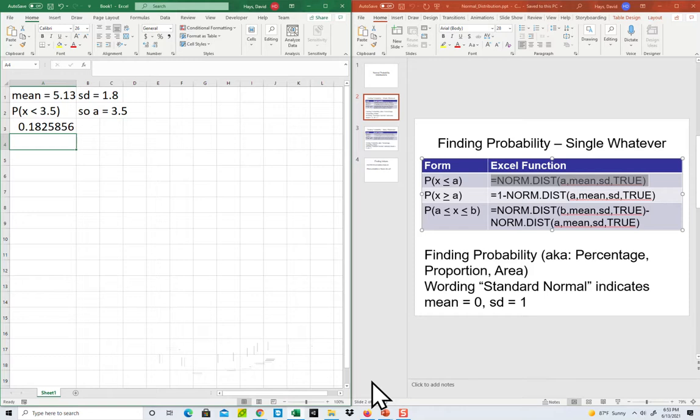To change that to percent form, you move your decimal point 2 places to the right and then round appropriately. So if we're rounding it to hundredths place, 2 decimal places, it'd be 18.25856, which rounds to 18.26%.